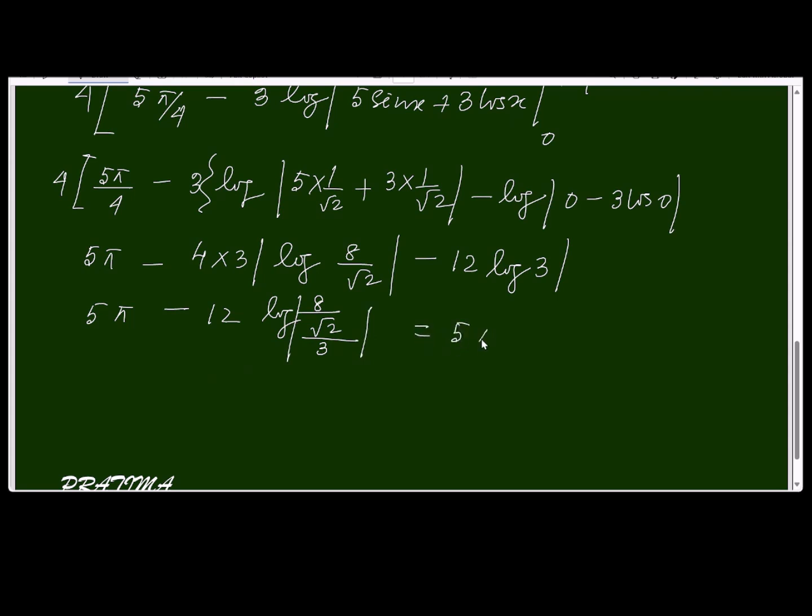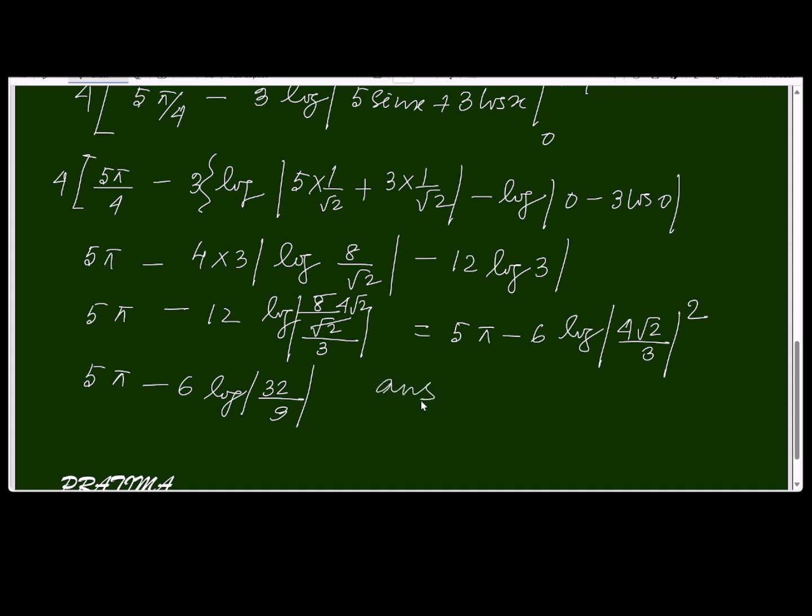5 pi, the answer was in this form, so I am just changing it. This will be 4 root 2. To make it a square, I'll keep here 6, and this 2 will be in power log 4 root 2 over 3 power 2. So this will be 5 pi minus 6 log 32 over 9.